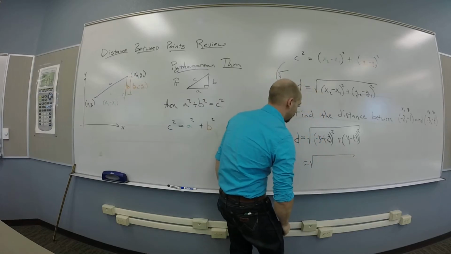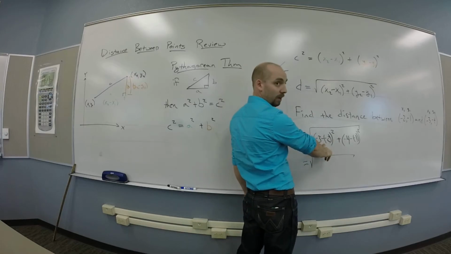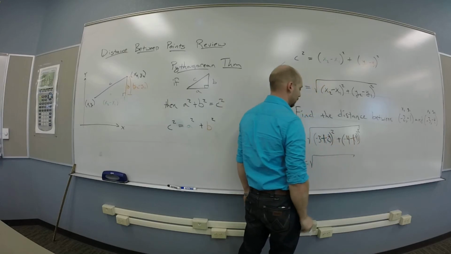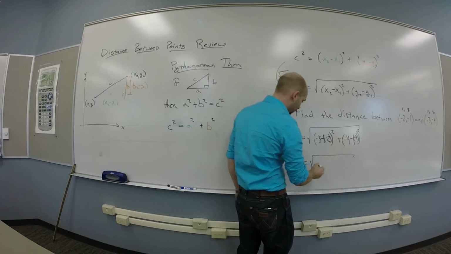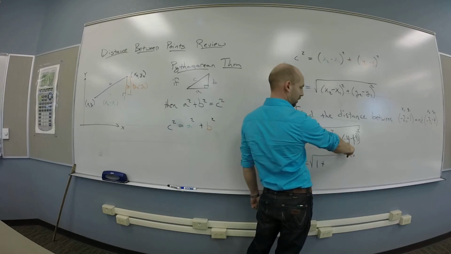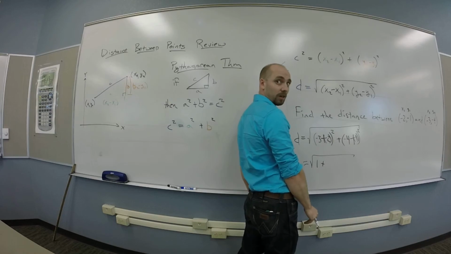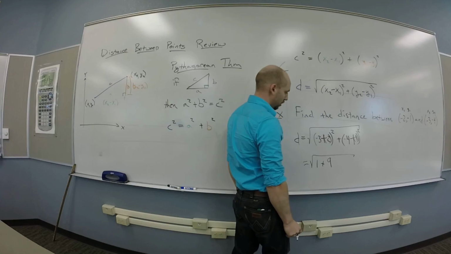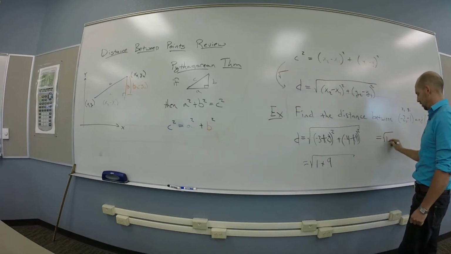Okay, so I get the square root of negative 1 squared, which is 1, plus, because negative 4 plus 1 is negative 3, squared gives me positive 9. Okay, so all told I get the square root of 10.